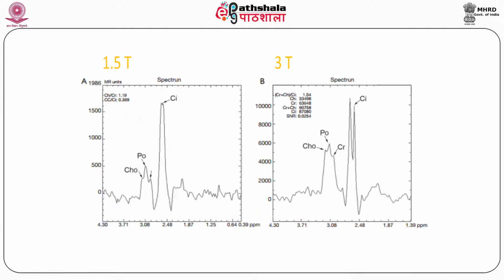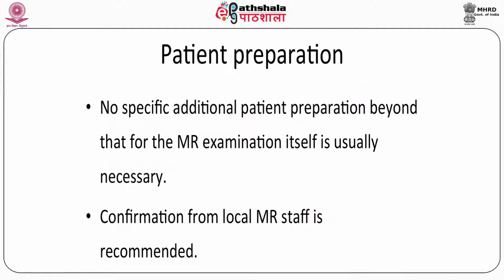Here is a chart that compares the spectrum of a 1.5 Tesla and a 3 Tesla magnet. You can see the 3 Tesla magnet shows metabolites which are well spread out with sharp peaks. Patient preparation. No specific additional preparation is required beyond that used for an MRI examination itself. However, confirmation from a local MRI staff is recommended.